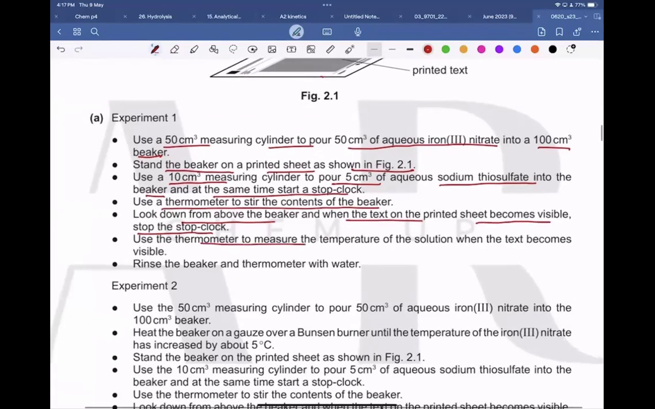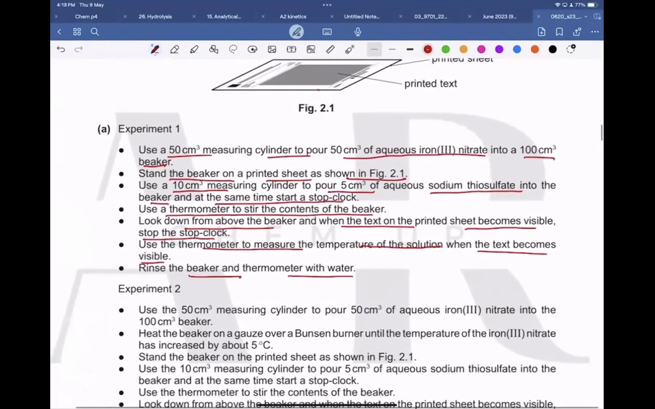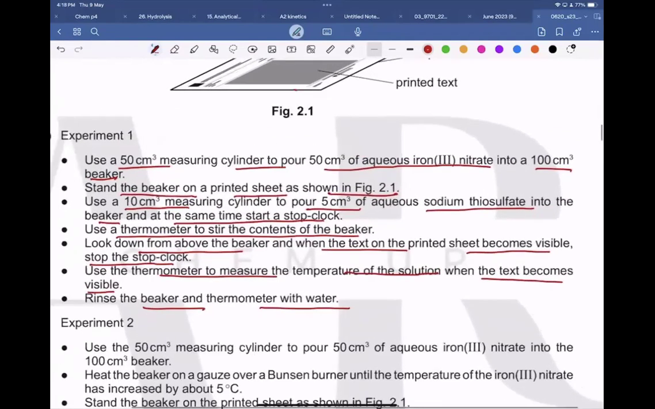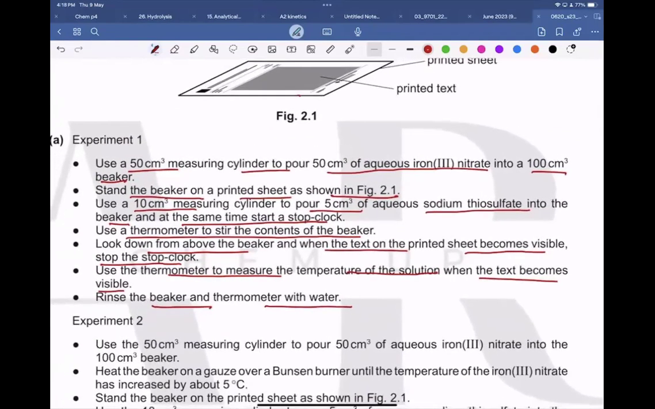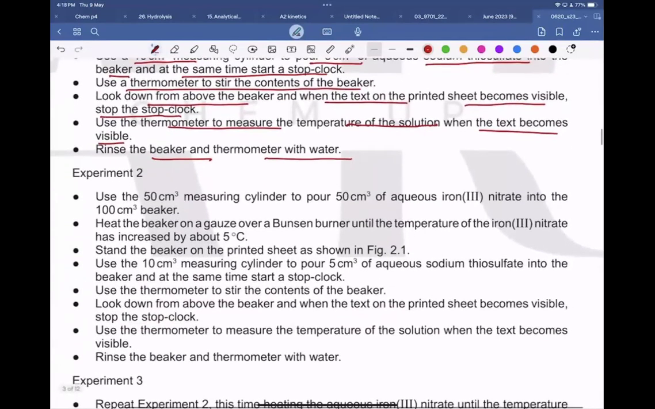Use the thermometer to measure the temperature of the solution when the text becomes visible. Rinse the beaker and thermometer with the water. Experiment one is clear to all of you. Now, we are noting down the time and we are noting down the temperature as well.